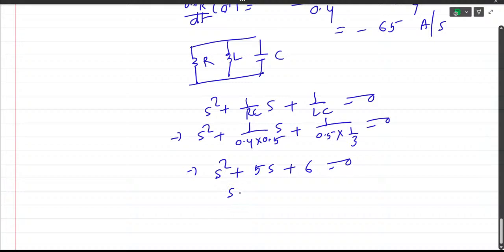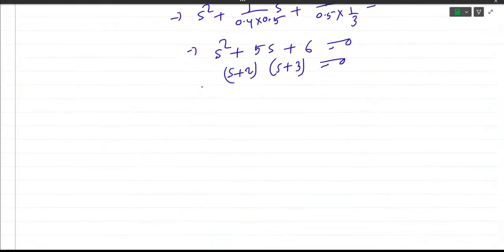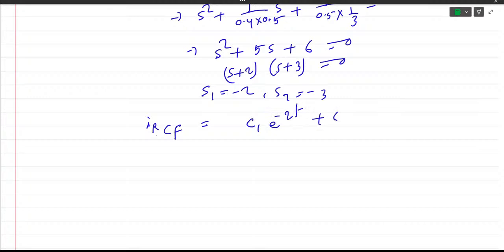So S plus 2 and S plus 3 equal to 0. That means S1 equal to minus 2, S2 equal to minus 3. So we need to find IR. The solution will be the complementary function and the particular integral. So the complementary function will be c1 e raised to the power minus 2t plus c2 e to the power minus 3t, for t greater or equal to 0.